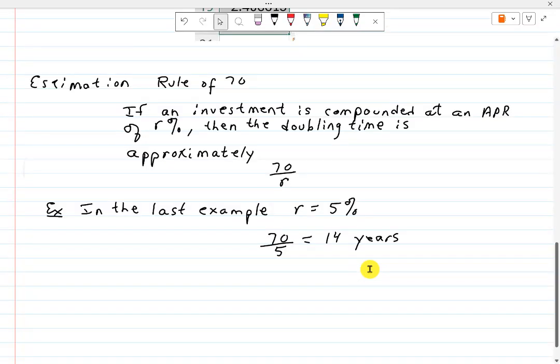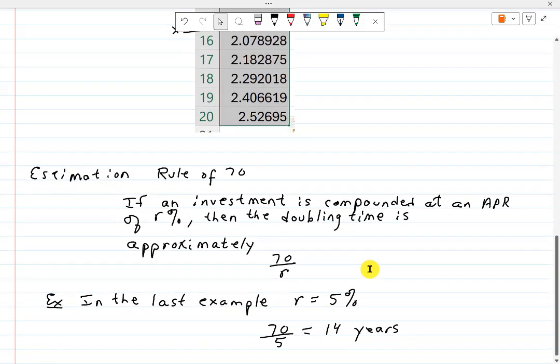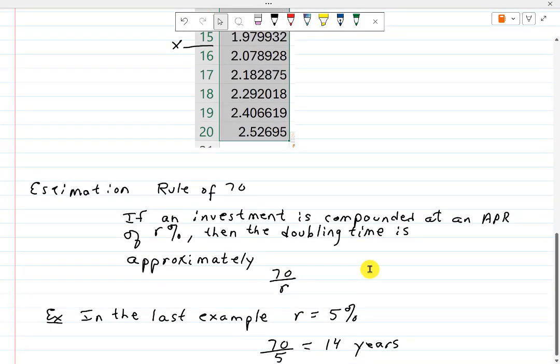Let's take a look at what we actually got. And ours was between 15 and 16. So you see, it is an estimate. It's just something I've seen salesmen use to give a quick estimate when a customer asks them how long it will take to become a millionaire. And they start doing computations like this.